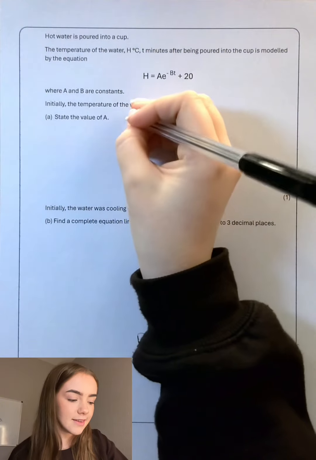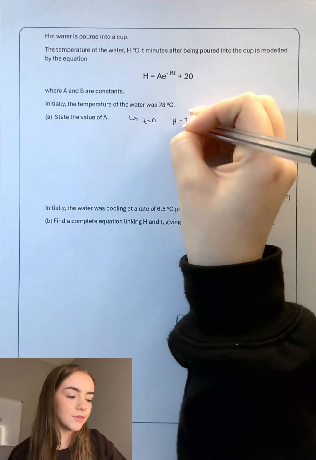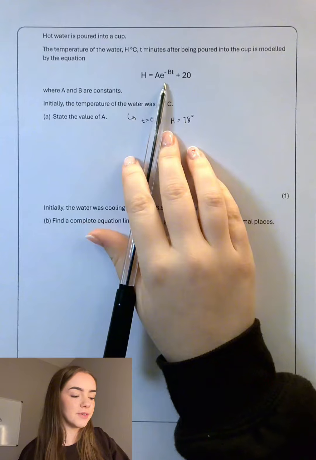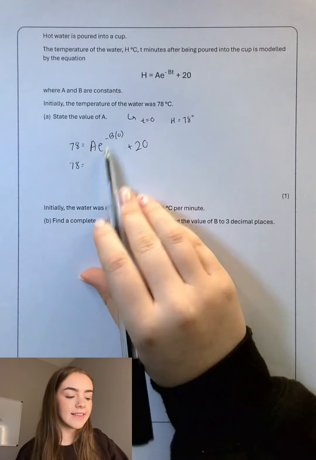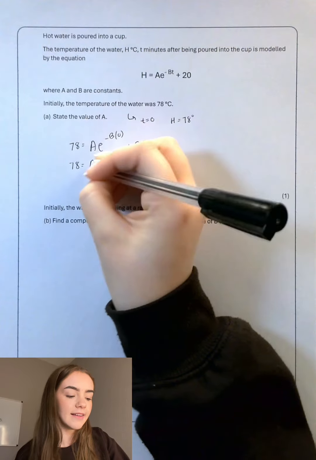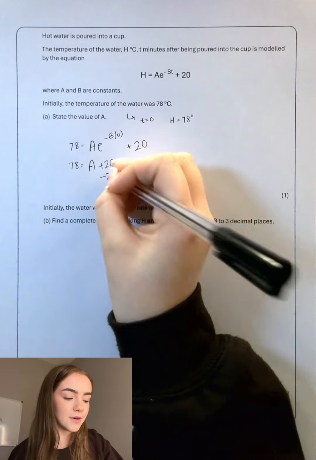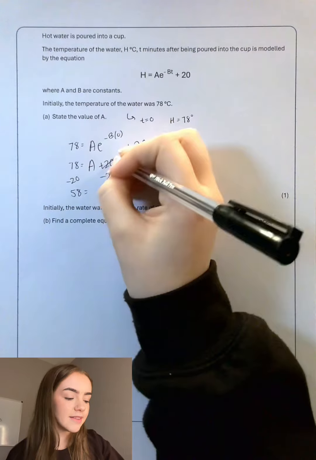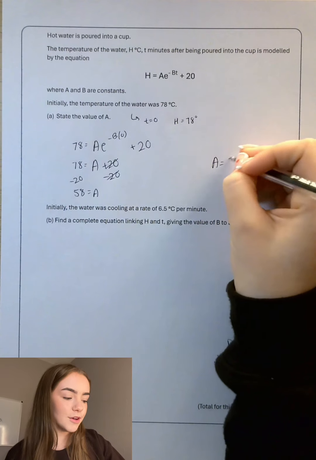In other words, what this is telling us is that when T is equal to 0, the temperature is equal to 78 degrees. Let's substitute these two values into our equation. In place of H, we have 78, and in place of T, we have 0. Anything to the power 0 is 1, so this will be A times 1, which is just A, and then plus 20. In order to solve for A, let's take 20 from both sides. 78 minus 20 is 58, and 20 minus 20 will cancel out, leaving us with A. Therefore, A is equal to 58.